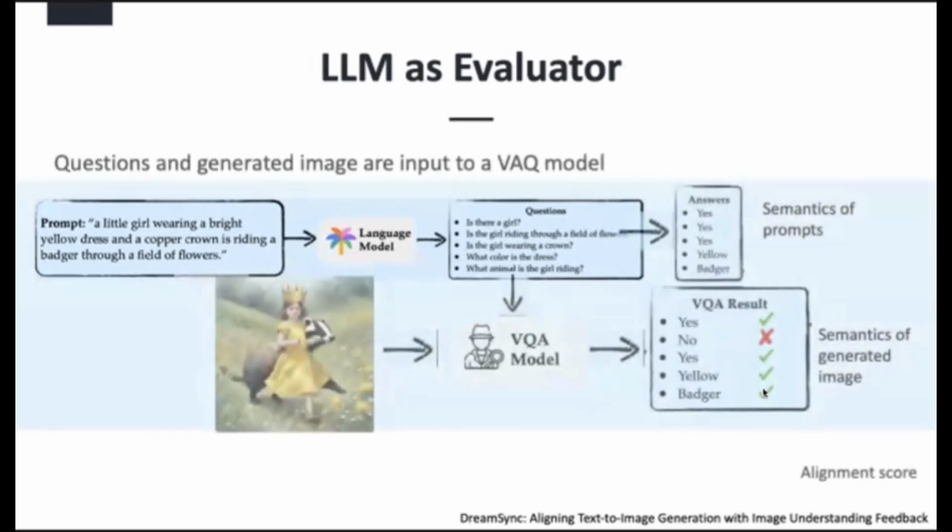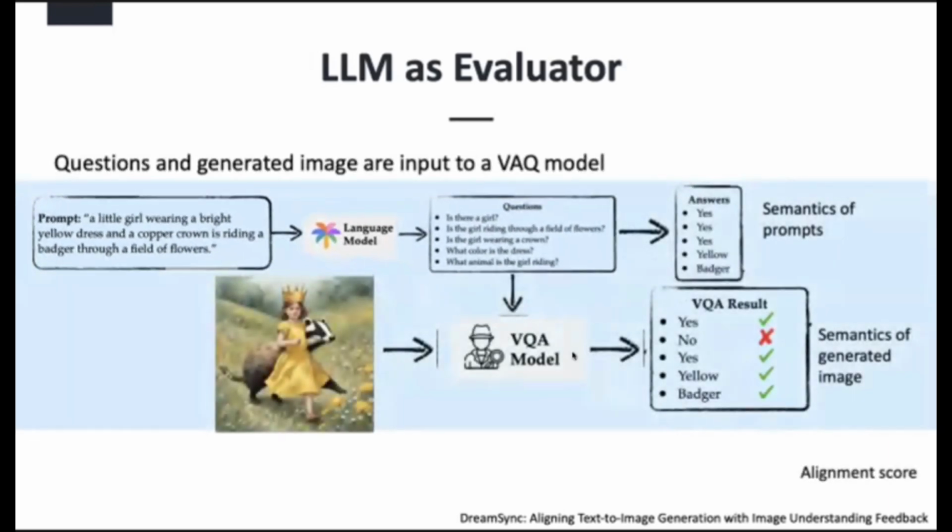And then we feed the questions into the VQA model and also input the generated image to the VQA model, and use the model to answer these attribute-specific questions, and we can get the result from the VQA model, which measures the actual semantics of the generated image. And then we can calculate the alignment score between the actual generated image and the desired semantics of the prompt to measure the attribute alignment of the generated image.